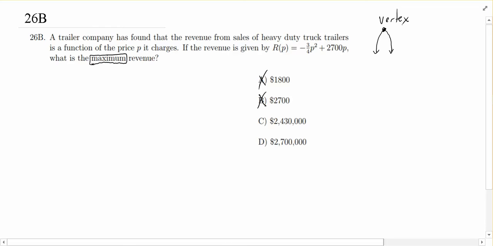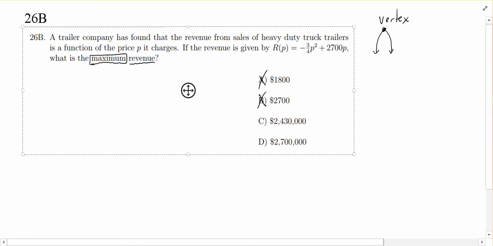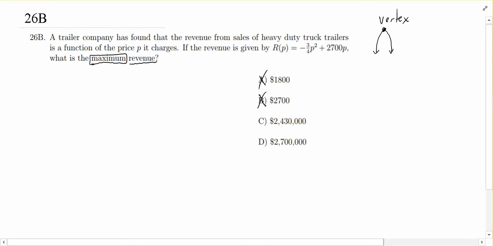But a vertex is an ordered pair. It's two different numbers. So the other big part, before we've done any real math at all in trying to understand this problem, is then to say, am I looking for the x value or am I looking for the y value of the vertex? Now the fact that we're asked about the revenue, as we look back over here, is the y value. So what this problem is really asking us for is the y value of the vertex. That's what we're really looking for in this problem.